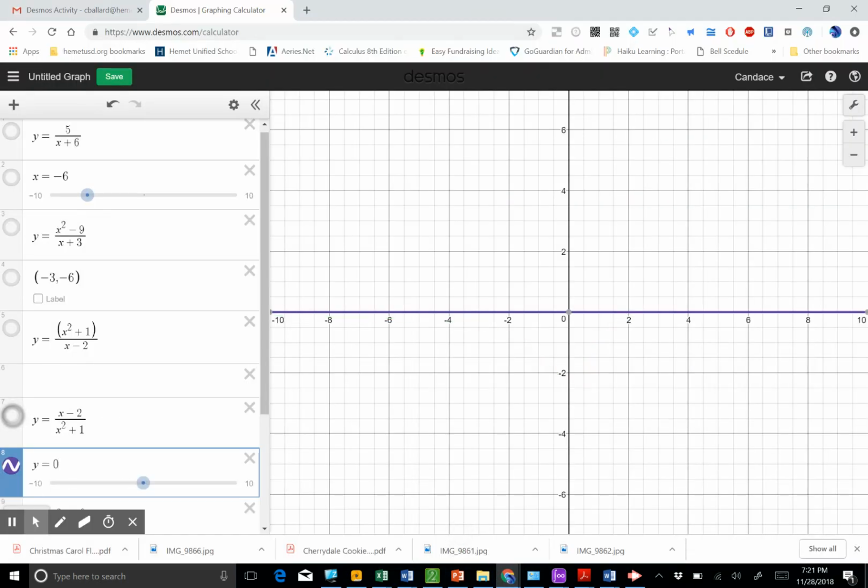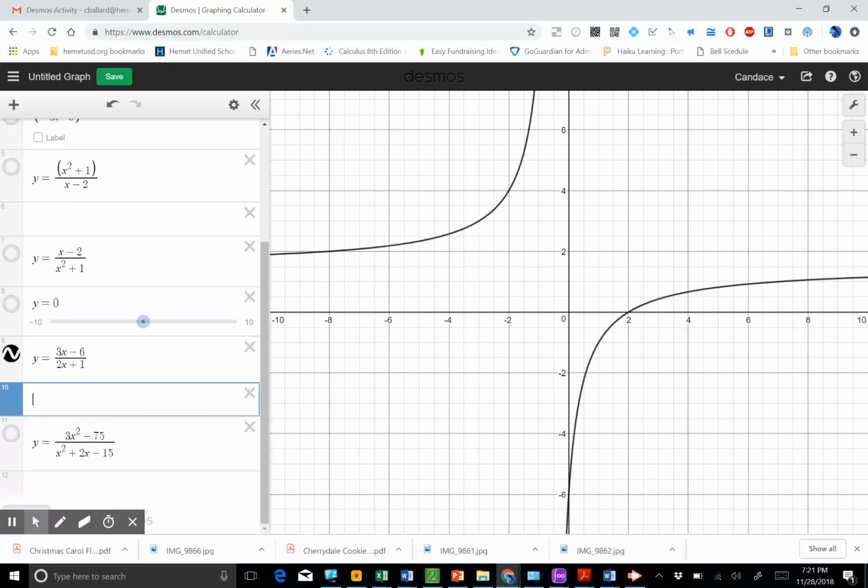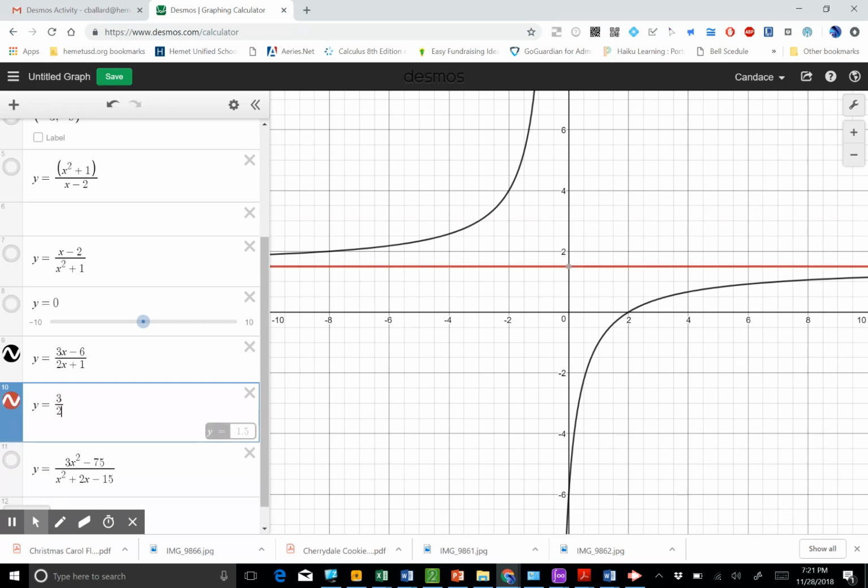All right, so I'm going to turn off my old ones. Here's my new graph. And I'm going to look at the horizontal asymptote. So I'm going to put in y equals 3/2. That's what we got. And you'll notice they're definitely both coming out to about 3/2 right there.